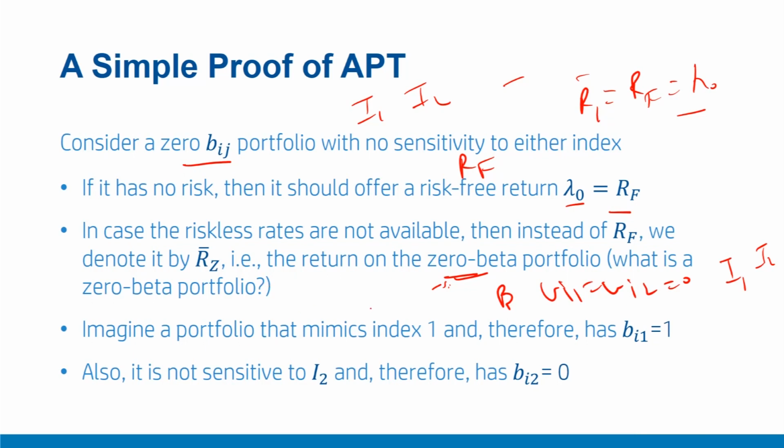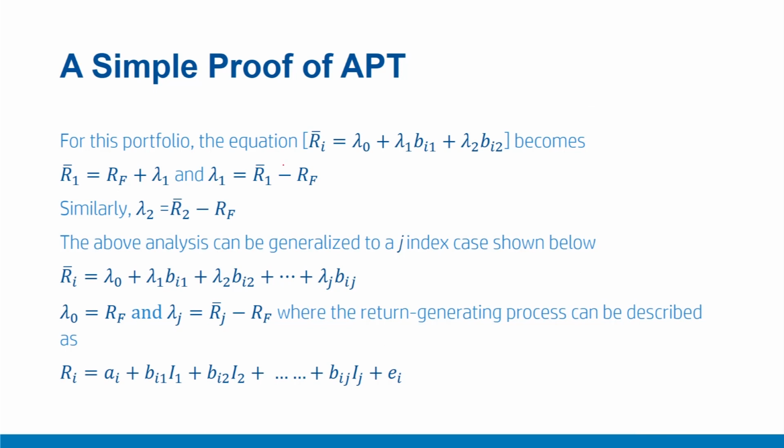Now let's imagine a portfolio that mimics index I1, or index 1. That means it has only one sensitivity, which is with respect to index 1, and that is BI1. So BI1 equal to 1. It has no sensitivity with respect to the other index, which is I2, and therefore BI2 equal to 0. Let us discuss the properties of this portfolio.